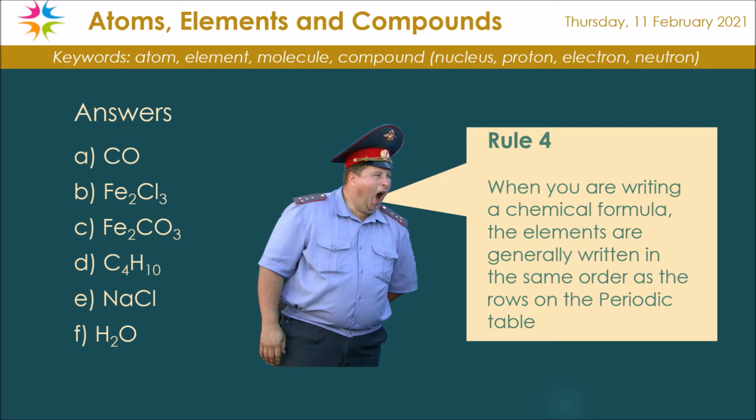Good. Here's the fourth rule. When you are writing a chemical formula, the elements are generally written in the same order as the rows on the periodic table. So in other words, hydrochloric acid would be H followed by Cl, sodium chloride would be Na followed by Cl. Generally the left hand elements are first and the right hand elements are next.